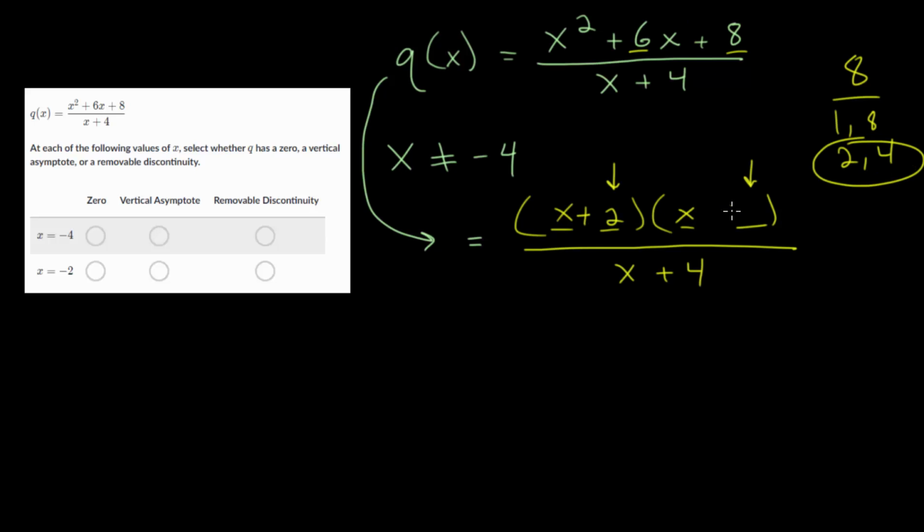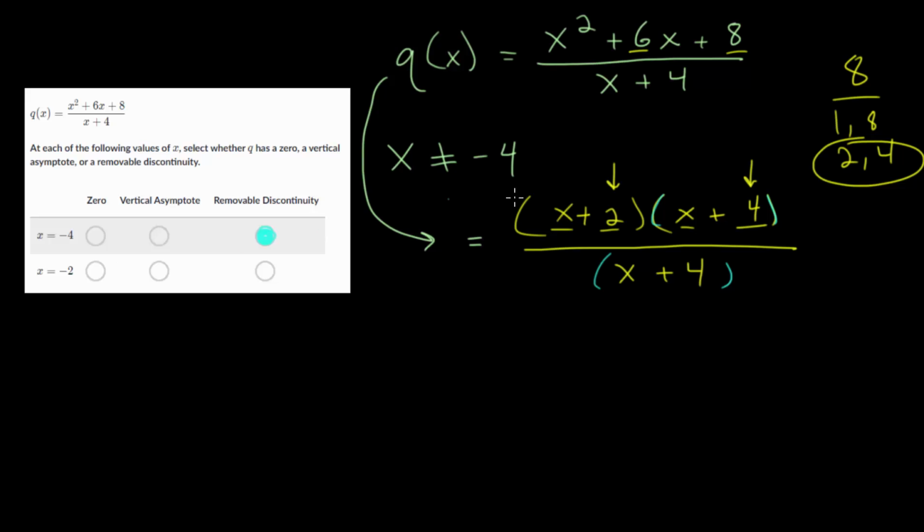So this would be plus 2 and plus 4. Now notice that we have x plus 4 in the top and the bottom. Since we can make this cancellation here, we know that at -4 it won't be a vertical asymptote, it'll be that removable discontinuity. So if we graph this, we'll get a hole in the function at the value of -4. So that's a removable discontinuity.